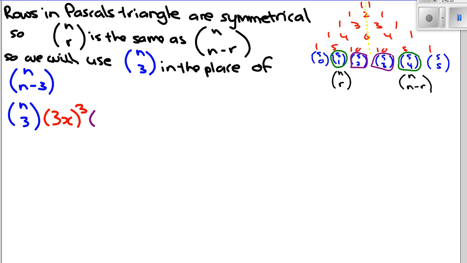Like if n was 8, then that would be 5. If n was 9, that's going to be 6. Because at the moment we don't know what n is. Oh yeah, because it's second. And those have to add up.